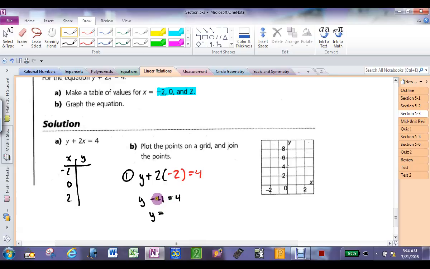What do I do with this 4? Add 4 to both sides. So y equals 8. So when x is -2, what is y? 8.